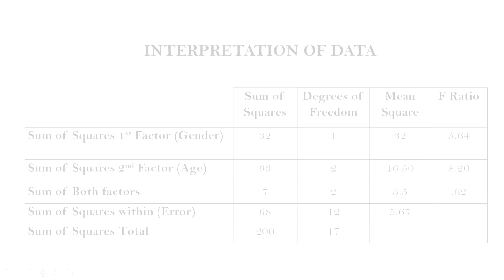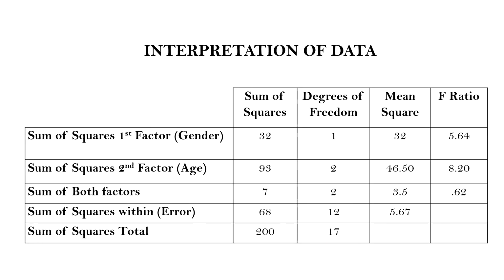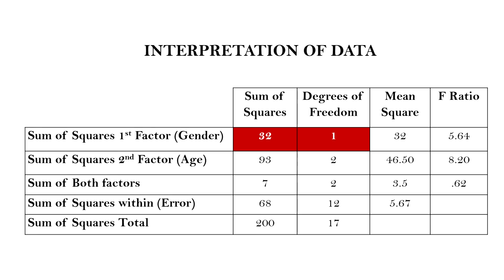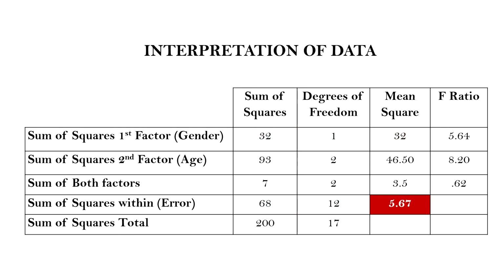Okay, so now we have to get the mean square of both factors. But first, we divide the sum of squares of the first factor, gender, 32, by 1. We get the value of 32. Now, to get the F ratio, we have to get the mean square within error, which is 68 divided by 12. We get the value of 5.67. The 5.67 will be the average value used to get the F ratio. So 32 divided by 5.67, we have the value of 5.64.